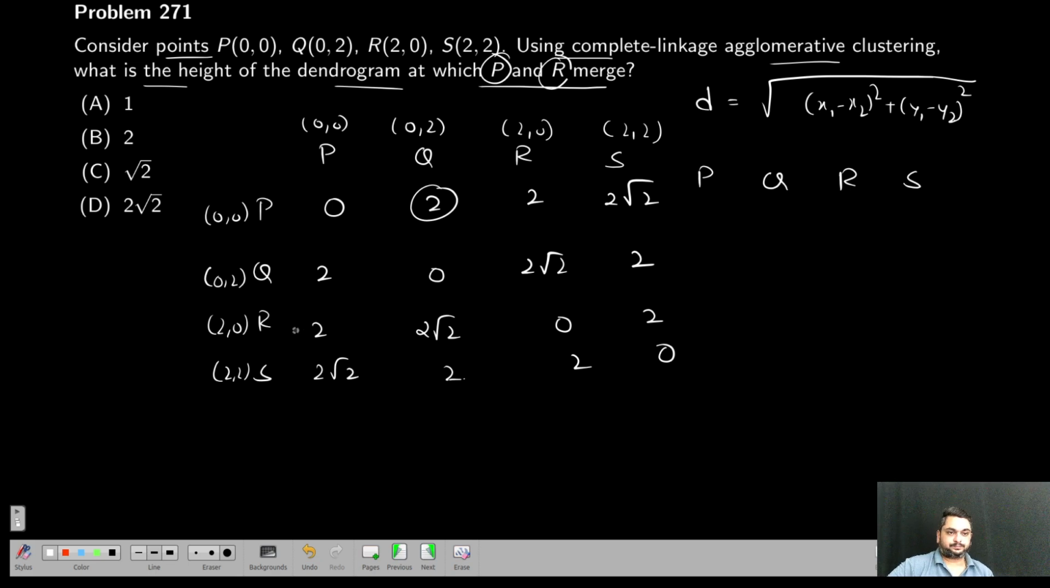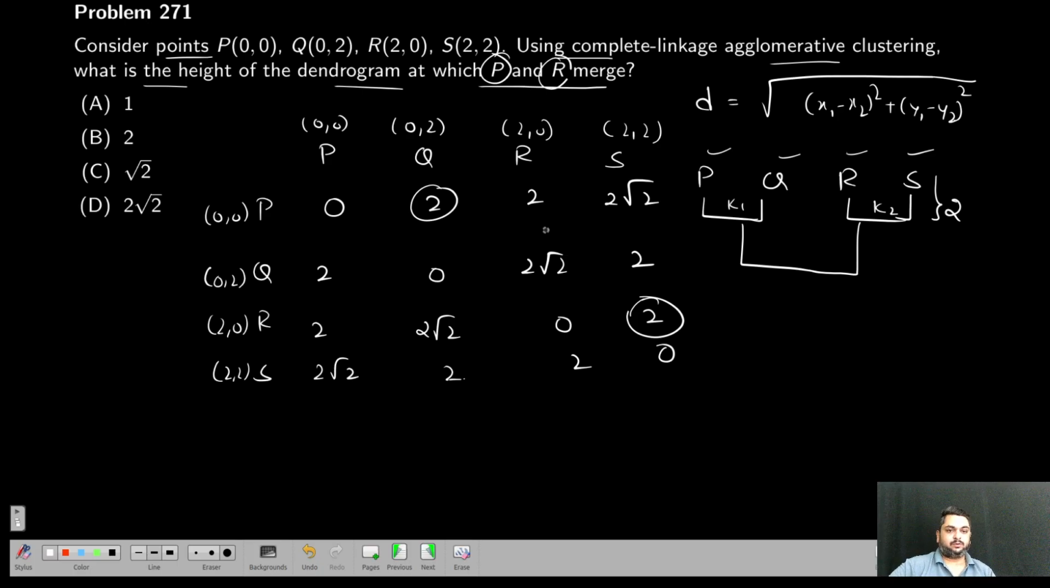So P, Q, R, S. These two can merge, and then these two can merge. The height here is what? 2. Dendrogram height. Then after that, we will form this as one cluster, say new K1. This is K2. Then these two will be merged next.